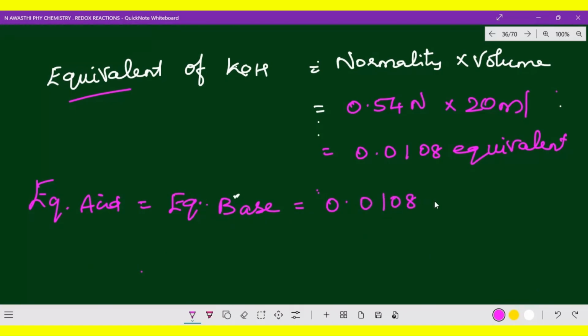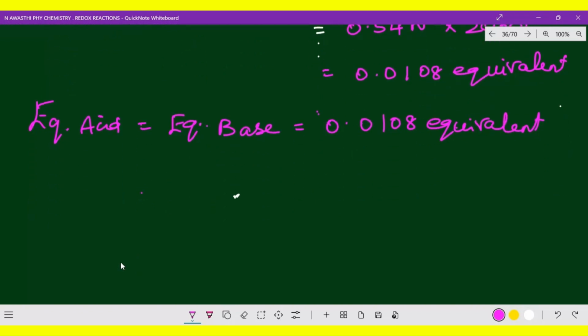0.0108. Right. That is only right. Equivalent. Equivalent. Right. Okay. Now equivalent of acid. Now we have to identify. So equivalent of acid, how much here? They have given mass, right? So equivalent of acid, because they have given mass, right?